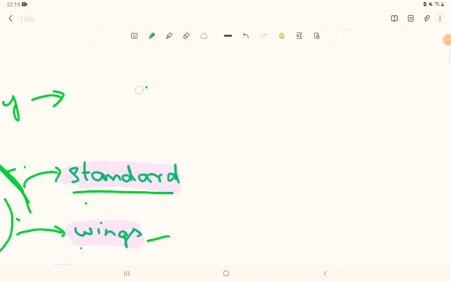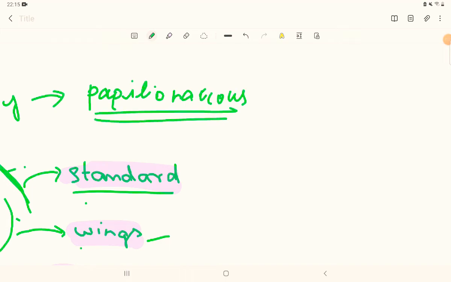Okay, I'll just write it once again. Papilionaceous. So this is the other word. Vexillary is easy to remember, so it is better to keep that in your mind. Which one is better, guys? Will you keep papilionaceous or vexillary in your mind?